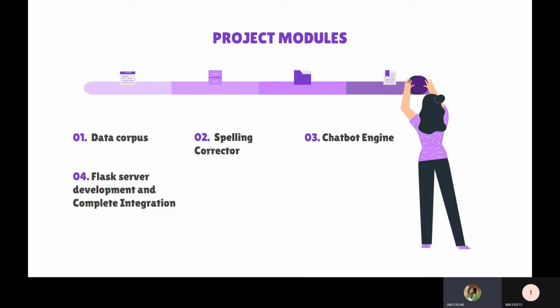So our project consists of four modules. First is data corpus, second is spelling corrector, third is chatbot engine, and the last and fourth module is Flask server development and complete integration.